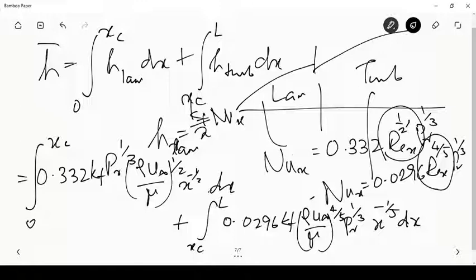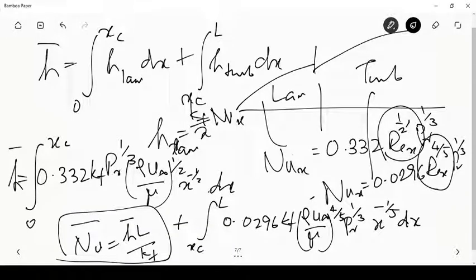Okay, and when I do this integration, I will get the value of h bar, and then the Nu bar for the entire plate is defined as h bar into L divided by kf, and this will be your average Nusselt number for the whole plate. So this will depend on where this transition is occurring, and if I do this integration and simplify it, I would normally end up getting an expression which looks like this.